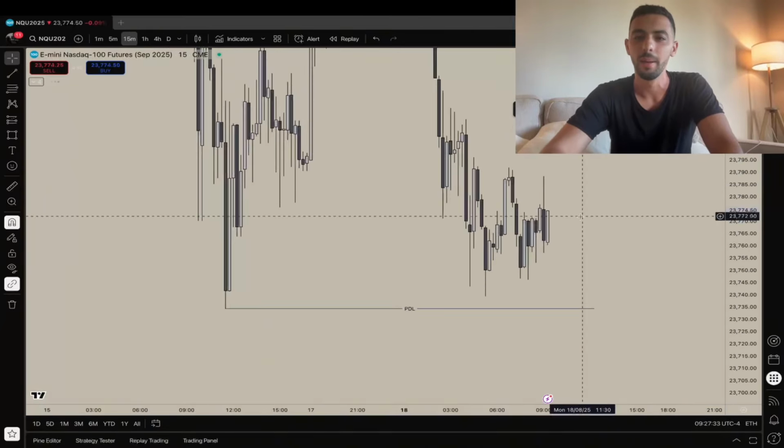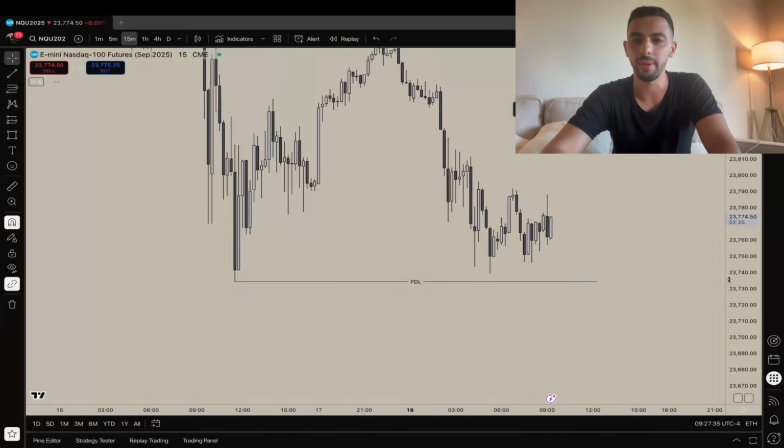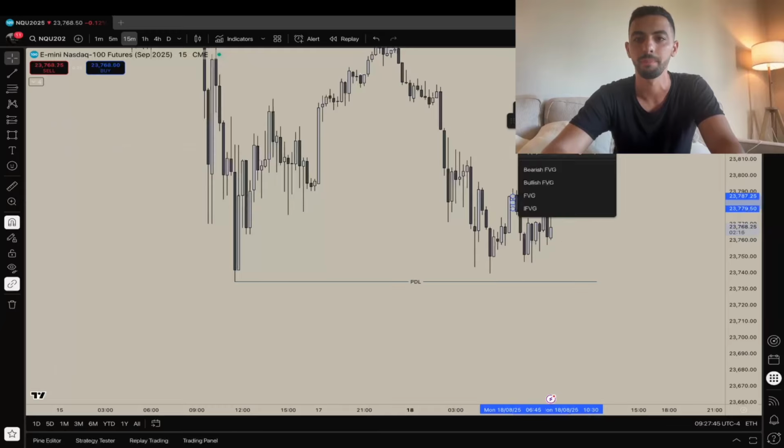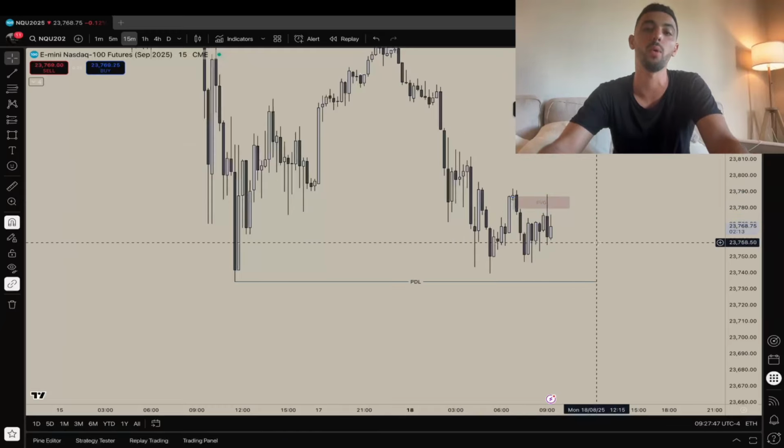But yeah, anyways, enough yapping. I'm bearish for market open. I do want to see previous daily low get taken out, even though there is an SMT. I still want to see it get taken out. And yeah, that's pretty much it.